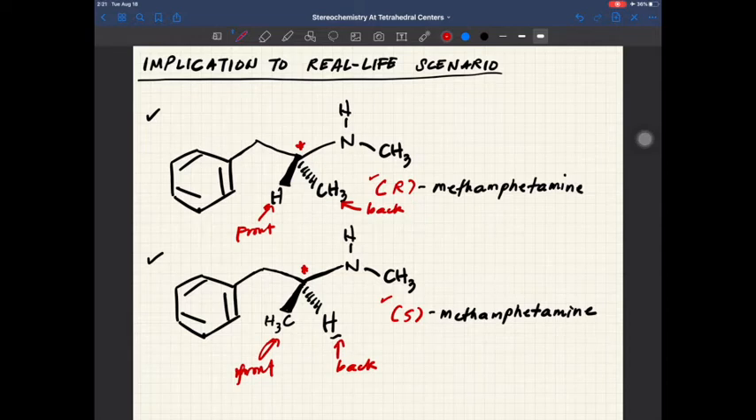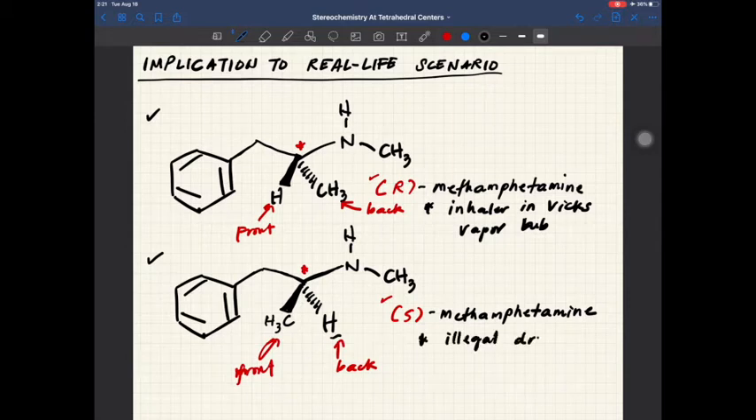In real life, there is a huge difference in their chemical and physical properties, because R-methamphetamine is used as an inhaler in Vicks VapoRub, whereas S-methamphetamine is the illegal drug most commonly known as shabu. So as you can see, even with a slight difference in the orientation of its substituents, there is a huge difference in the impact of stereoisomers. Their physical and chemical properties are greatly affected.